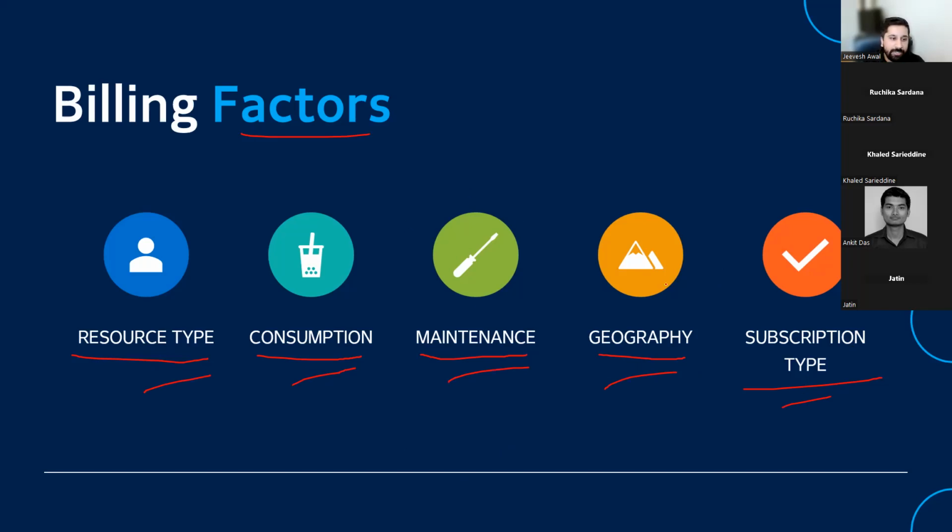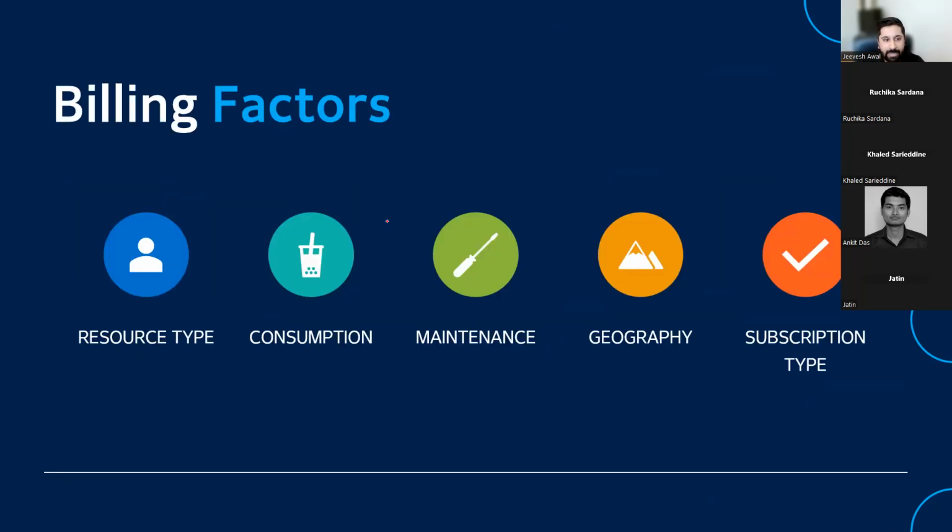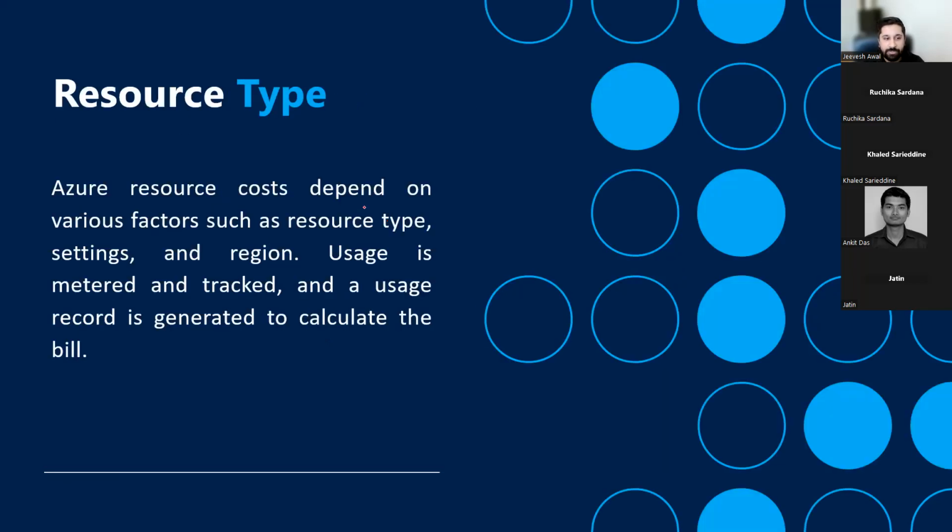Obviously, the people who use the resources more frequently get it for a lower price. People who use it less frequently get it for a higher price. That's why it's called pay less as you go more pricing, which is followed by almost all cloud service providers. The more you use, the cheaper it gets for you. Talking about resource type, that is the first billing factor. So resource cost depends upon variation factors such as the settings, the region, the usage.